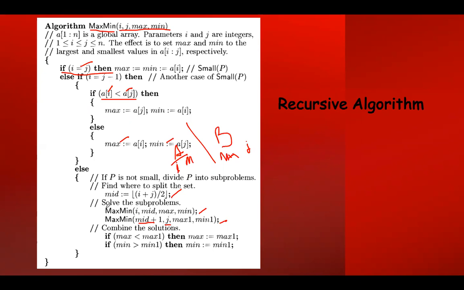Once we return from this max min call, the maximum element and minimum element of part A will be present in max and min. When we come out of the part B call, the maximum element will be present in max1 and the minimum element will be present in min1. Is it clear? Once you come out of the part B call, you'll have max1 and min1 for part B. So we have two candidate maximum elements and two candidate minimum elements.